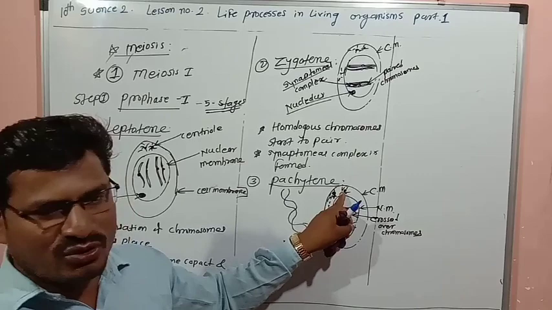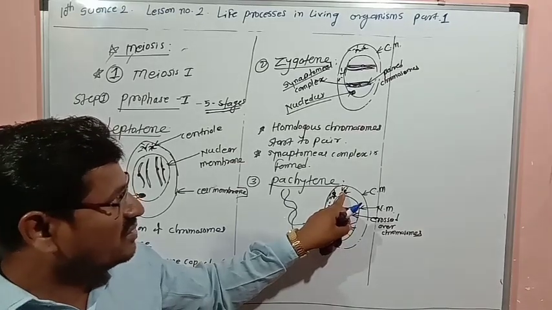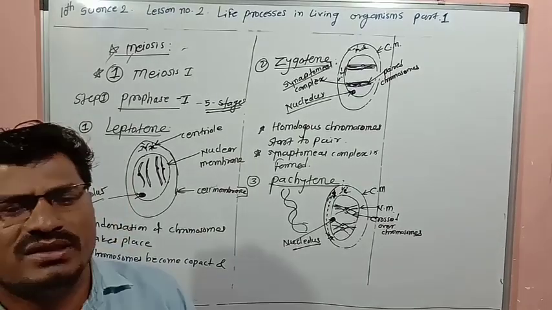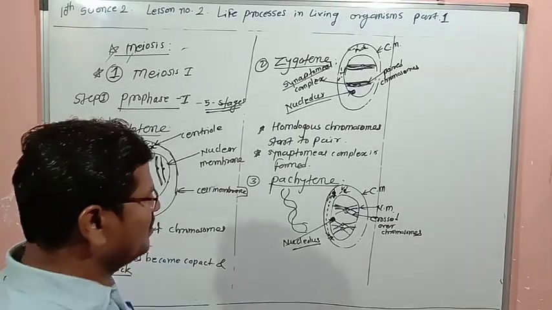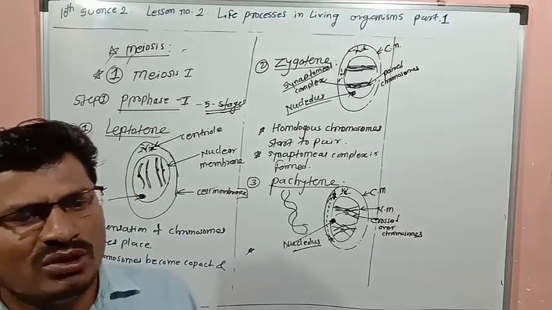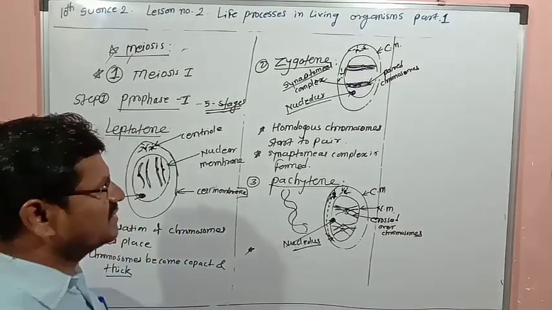Again here centromeres are there. Centrioles are there. Centrioles get separated. So which changes take place in this stage, we are going to learn. The first change is that crossing over between non-sister chromatids takes place.